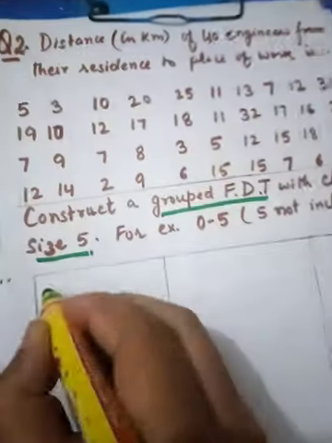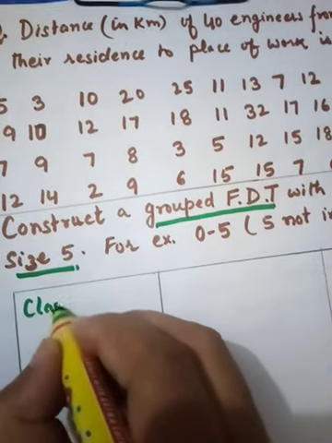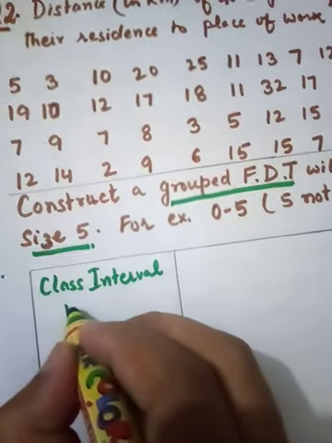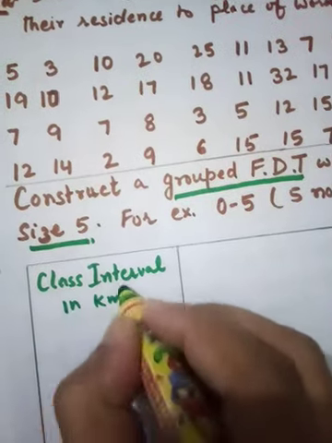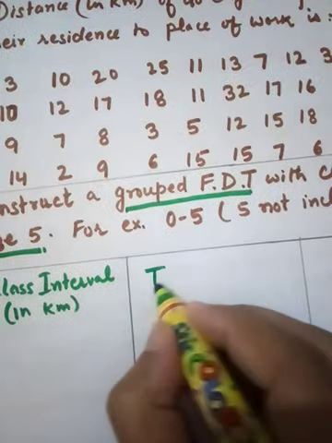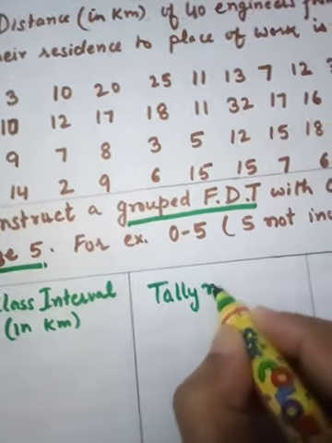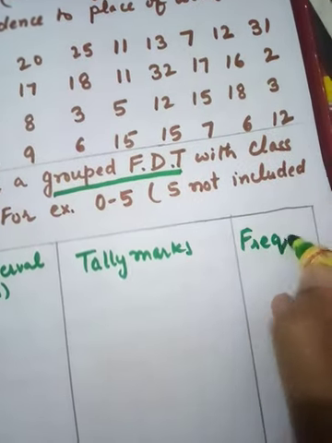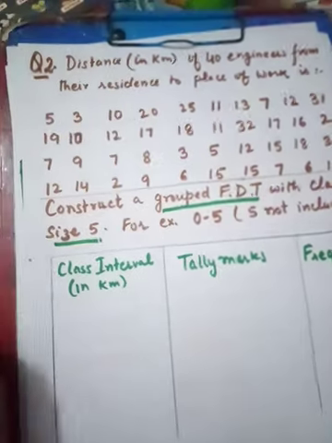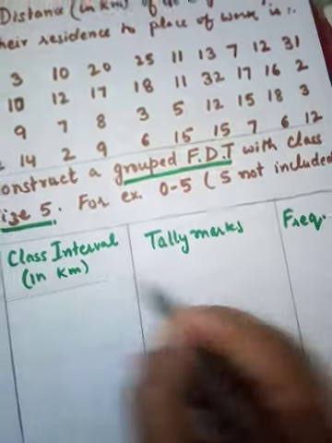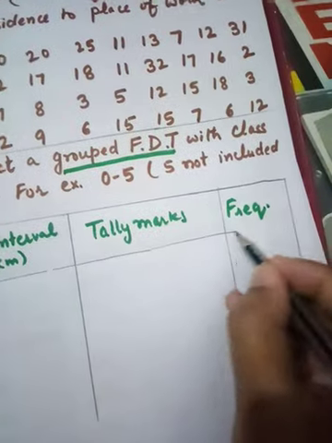Now let's make the frequency distribution table. How can we make it? This is our class interval, which is the distance in kilometers. Next is your tally marks, and the third column is your frequency, which I told you. That is why it is called a frequency distribution table. So students, this completes our first row for the table.